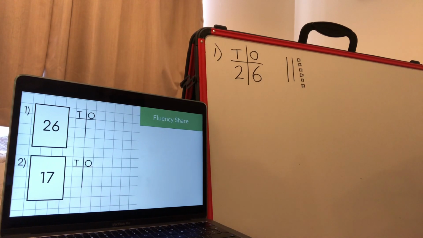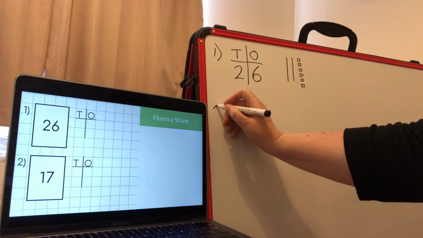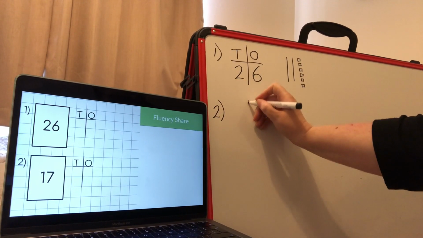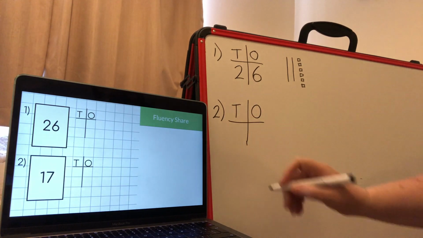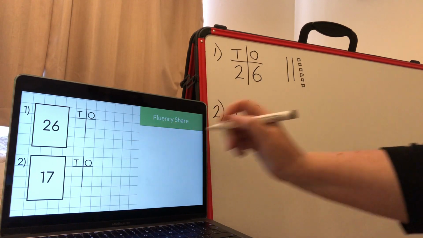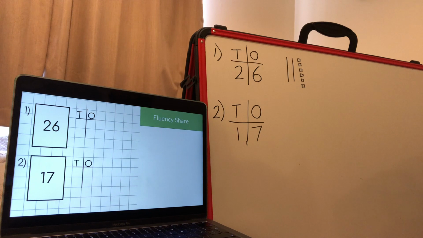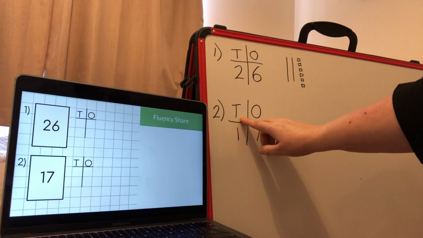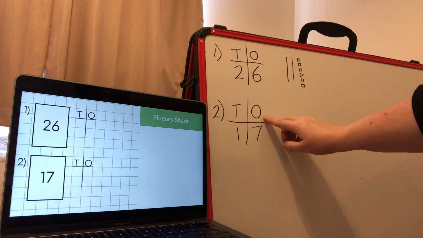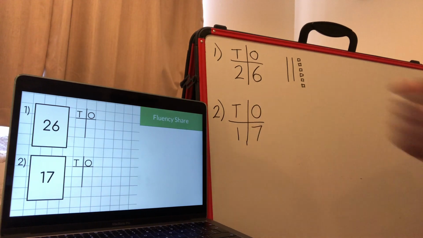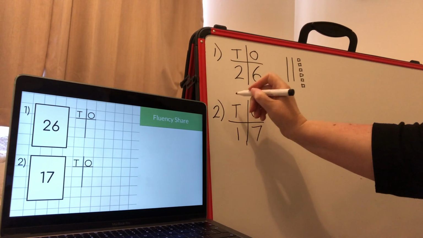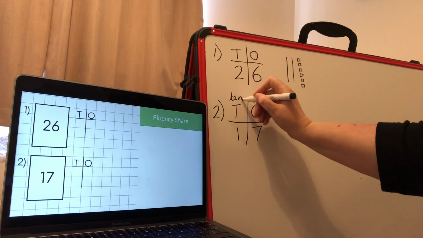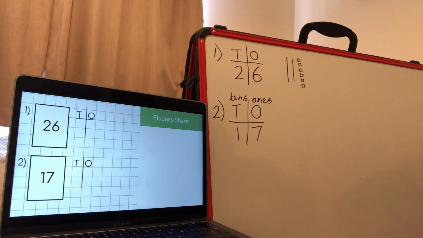Okay, so number 2 is 17. So again, I'm going to write my question number, do my tens and ones grid, put the number in. The 1 comes first, the 7 comes next. And this time we can see I need 1 ten and 7 ones. Remember, the O is for ones. I'll just write the word so you can see how it starts with an O. Tens and ones. T for tens, O for ones. So 1 ten and 7 ones.